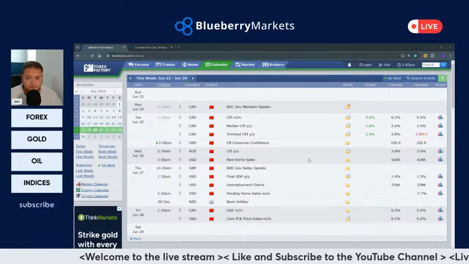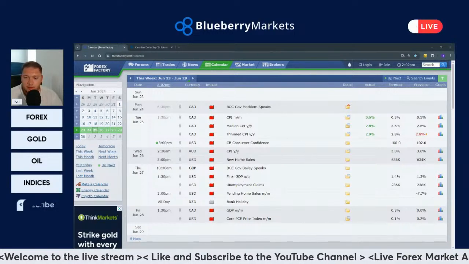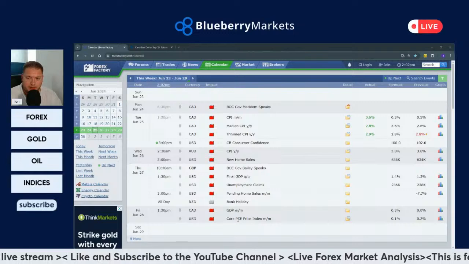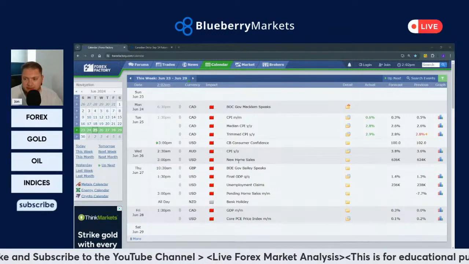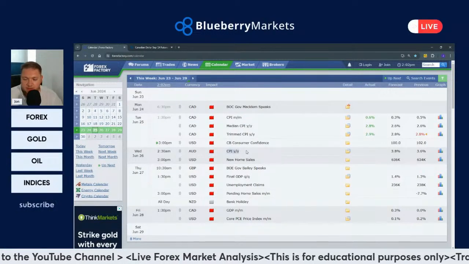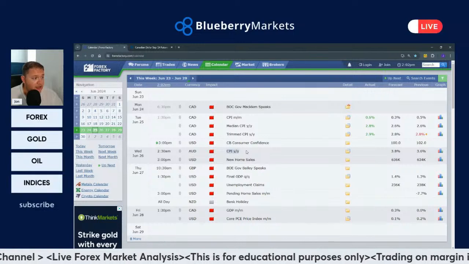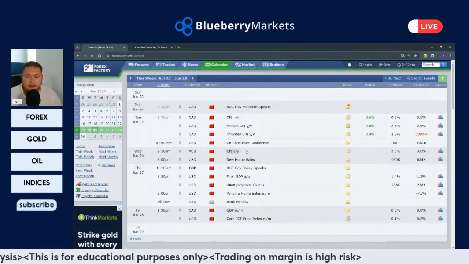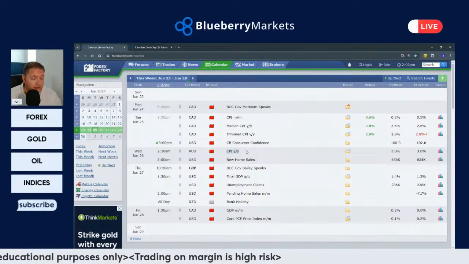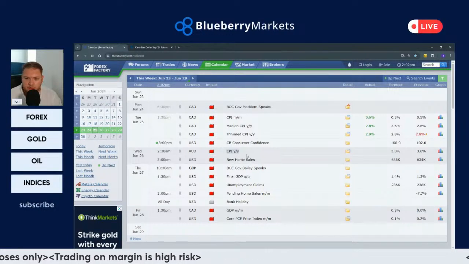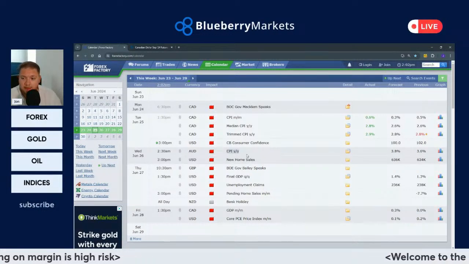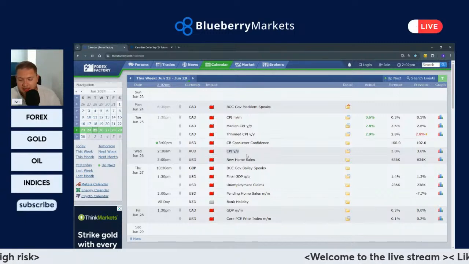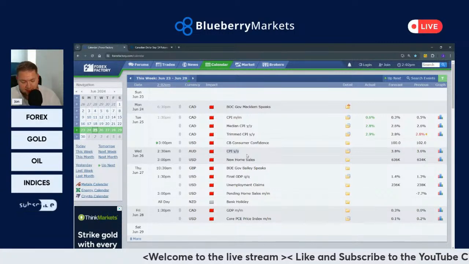So big data coming up this week, really on Friday. We do have obviously important data out of Australia. We've got CPI expected to rise a little bit. The Australian dollar's been quite strong recently. Potentially another hike on the cards for the RBA if inflation remains higher. So as traders, how do we use that information? When somebody says to you, oh, inflation's going to be higher, how do we use that?